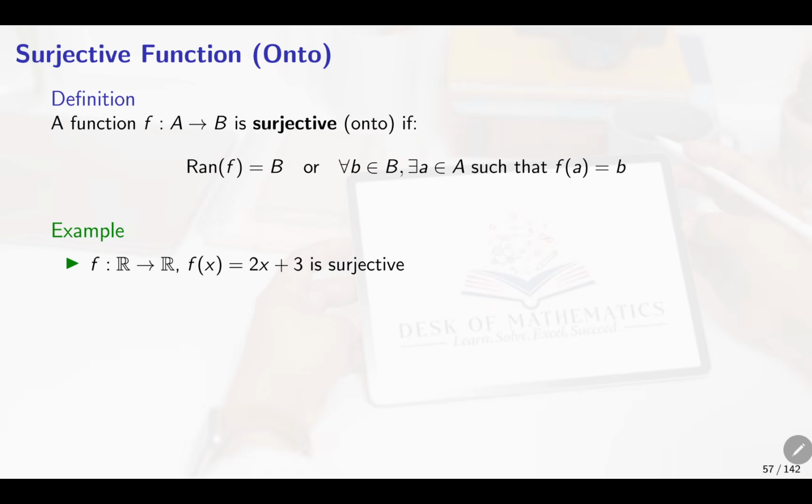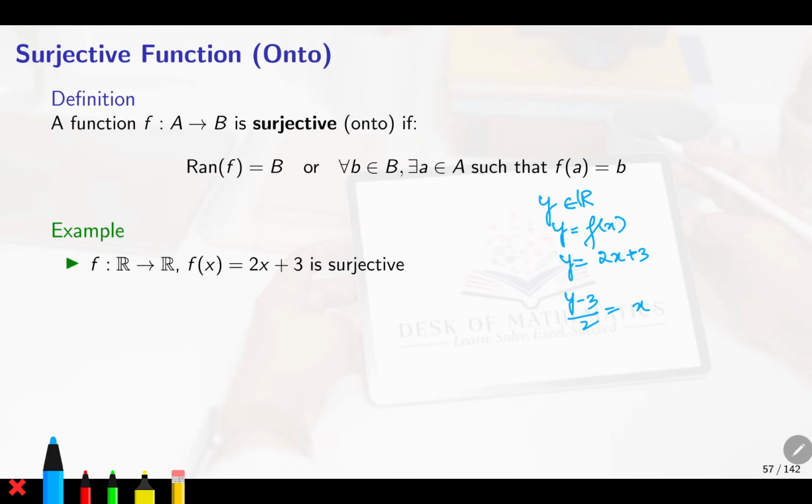You will take an element from the codomain. For example, you will take an element from the codomain, that is your R. You will say y is equal to f of x, and now put what f of x is. f of x is 2x plus 3. Find the value of x, so that is (y minus 3) divided by 2 is your x. Now you have to show this x is an element of your domain. x is from here, y is from here.